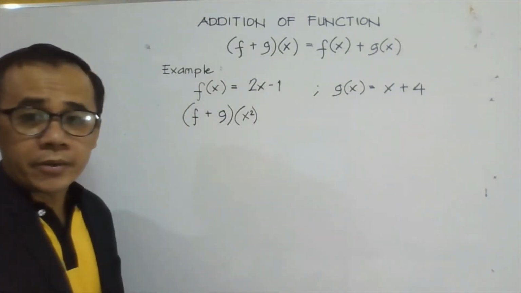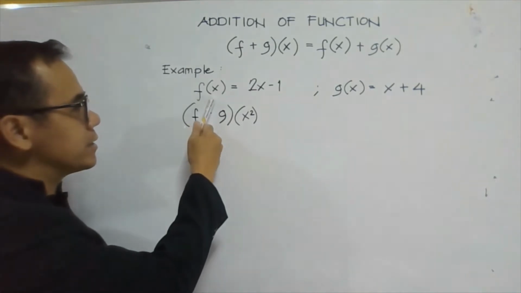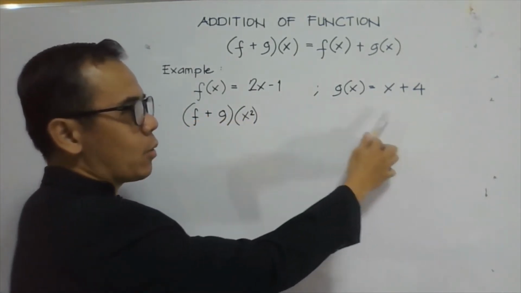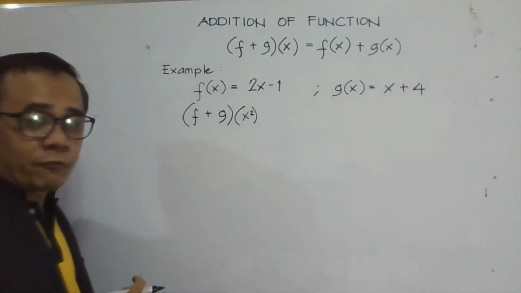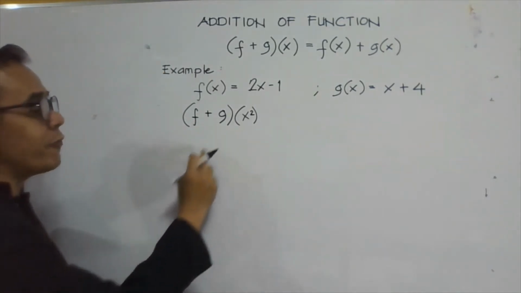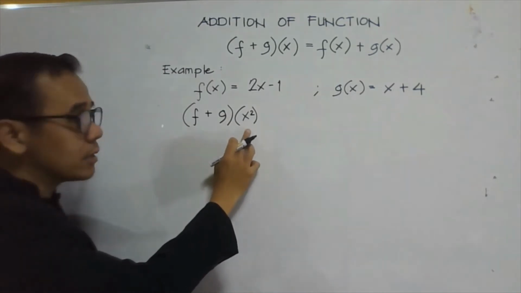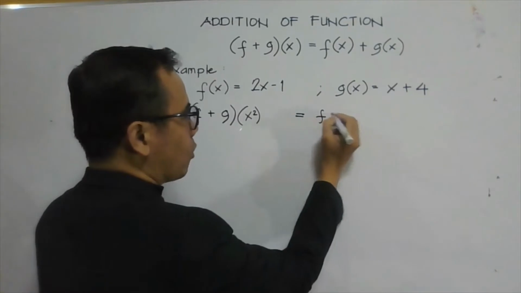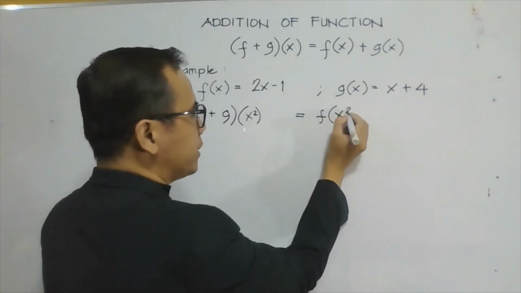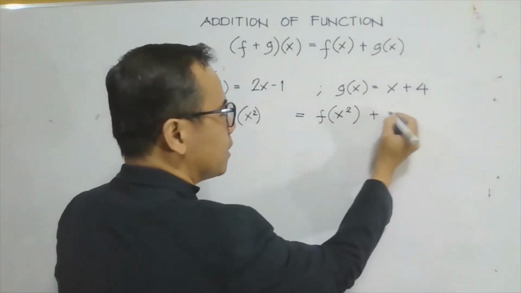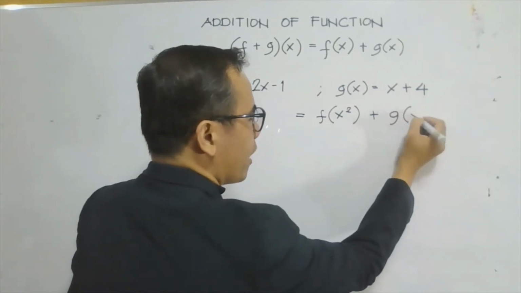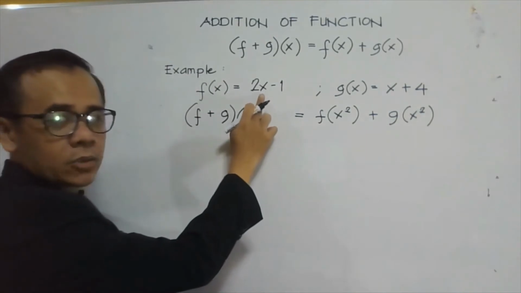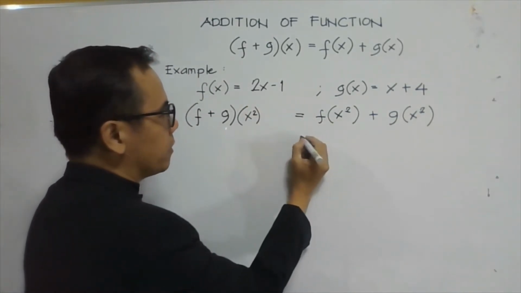We have here another example now. Our given is f of x is equal to 2x minus 1 and our g of x is equal to x plus 4. We are asked to find the sum of the two functions if x is equal to x squared. So how are we going to solve for it? So this is equal now to f of x squared plus the g of x squared. Okay, so replacing now the variable x with x squared.